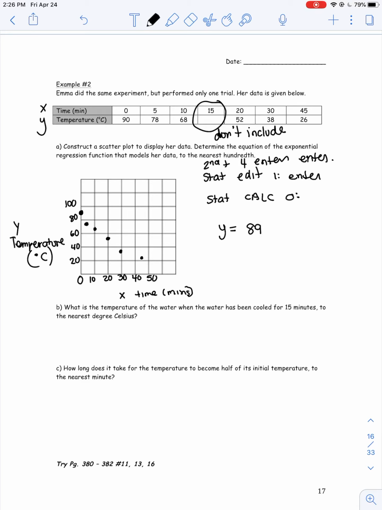And then what you're doing is writing it in this form. Y equals, your A was 89.73 when you round to the nearest hundredth. And then in brackets, your B is 0.97 to the power of X. So this is the equation they're looking for.